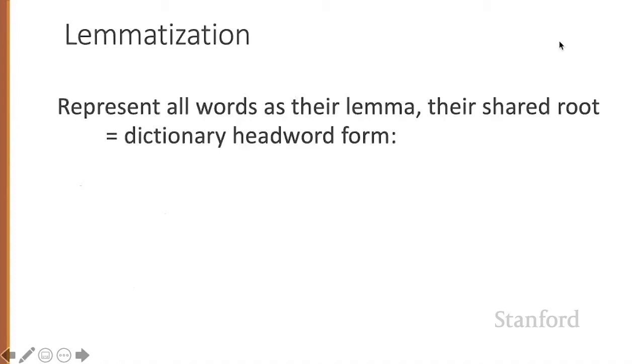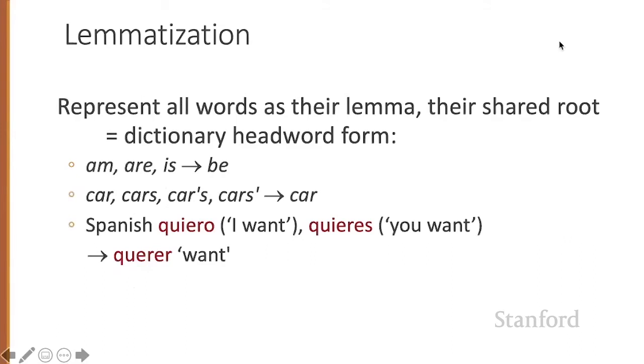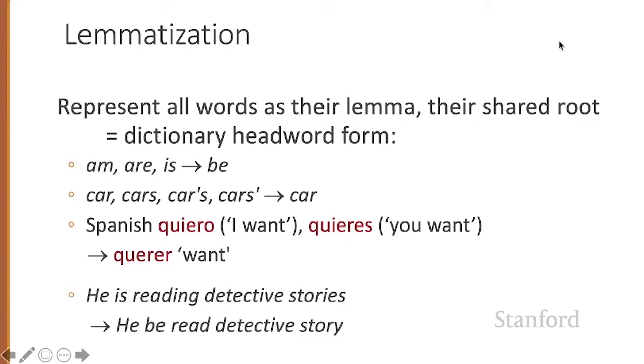Another normalization decision we have to make is whether to lemmatize. And remember that a lemma is the shared root of a word. It corresponds also to what you see in a dictionary, a head word. So we might be mapping am, are, is to the head word be, or car, cars, car's to the word car, or in languages like Spanish, which have a lot more inflection than English, forms like quiero, I want, or quieres, you want, we would map to the infinitive form querer. That's the lemma. So lemmatizing a sentence like he is reading detective stories, we would get he be read detective story. So we've removed the plurals and we've removed the gerund on reading and so on.